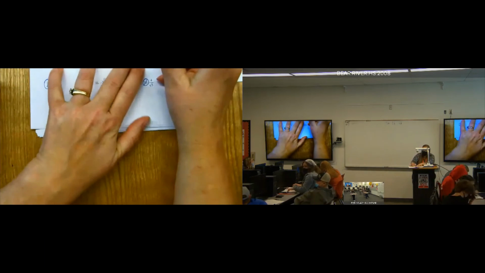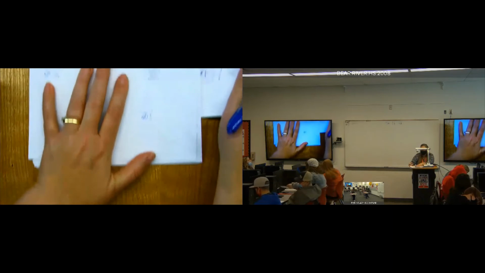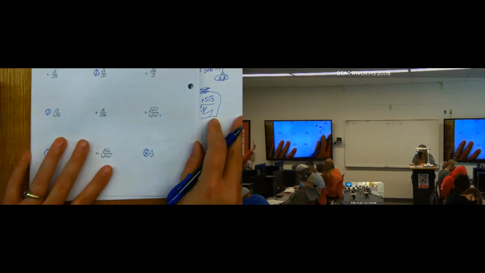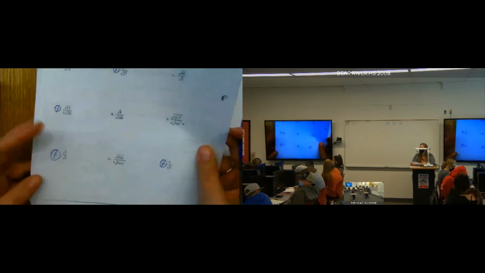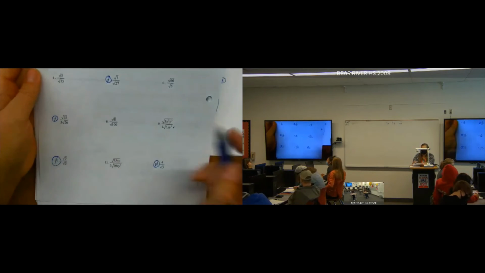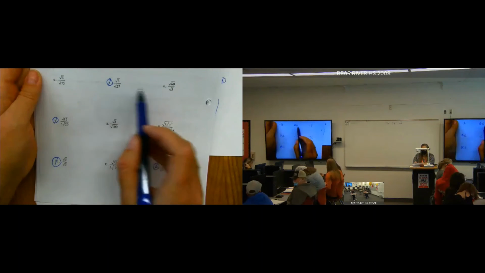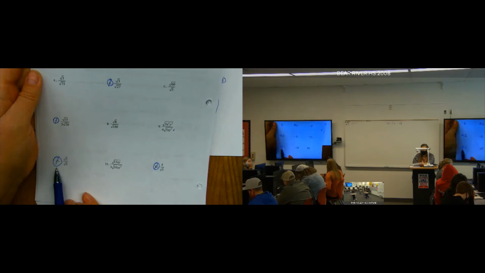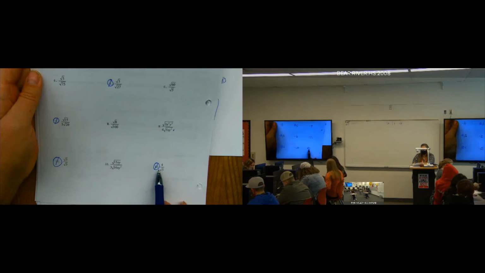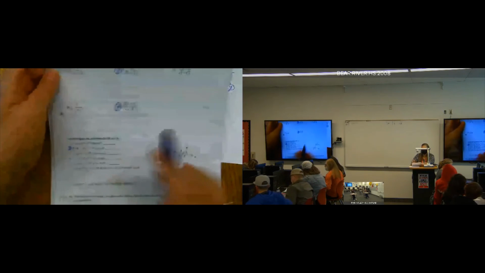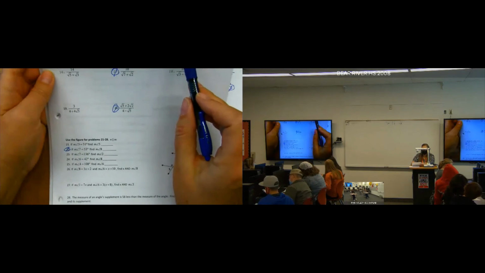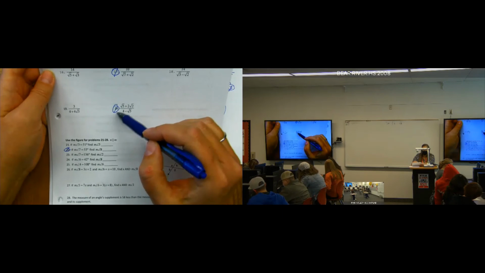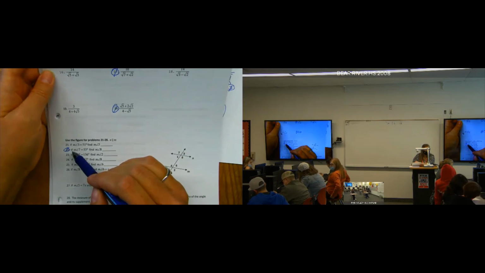What are you going to multiply by? Number 11. Okay, one more time. The ones you're skipping: 5, 7, 10, 12. Turn the page. 15, 17, 20, and 22. Those are the ones you're skipping.